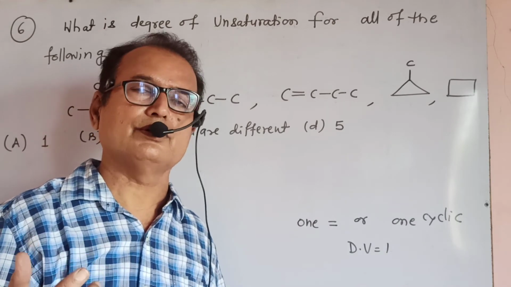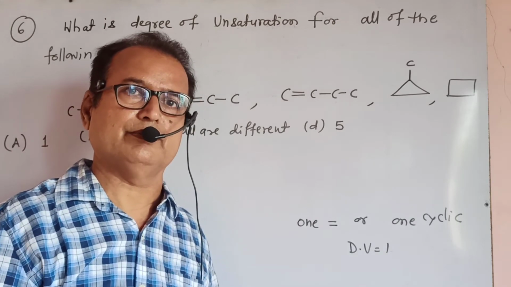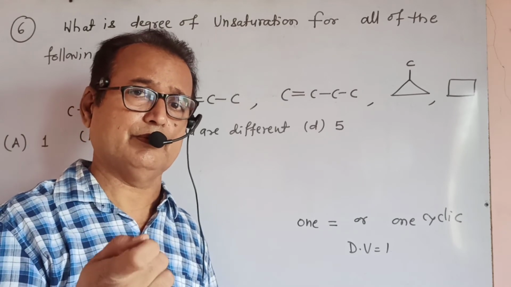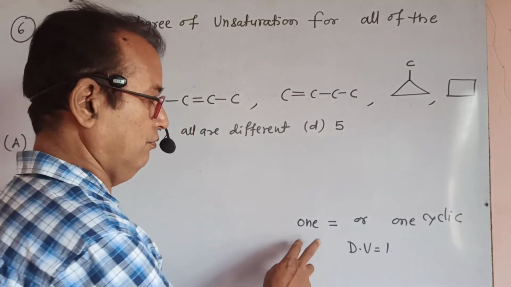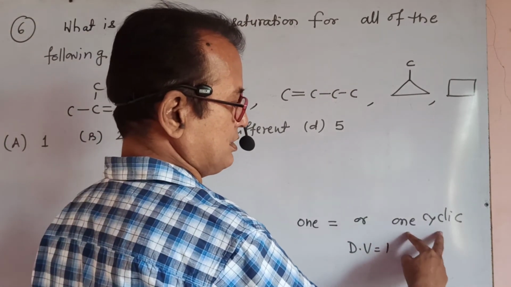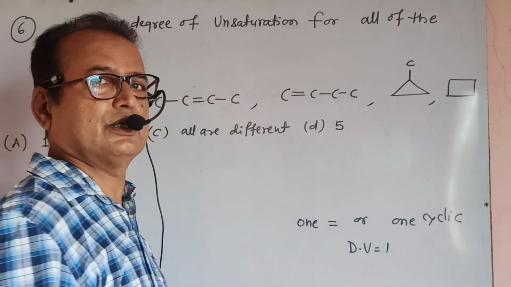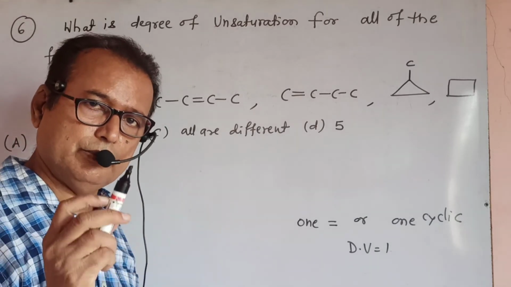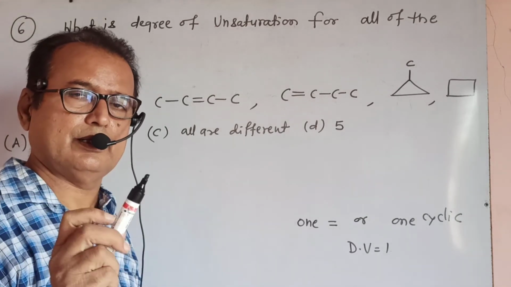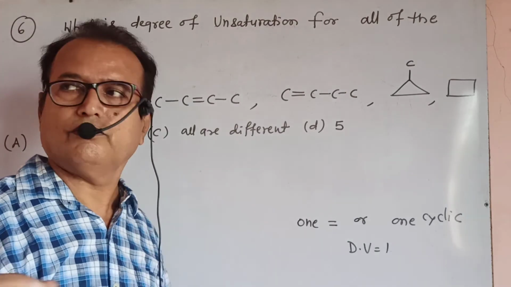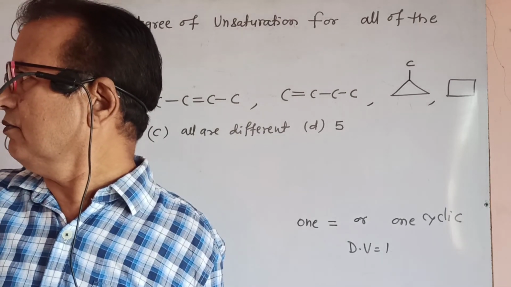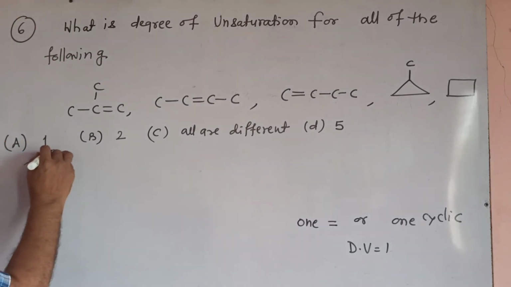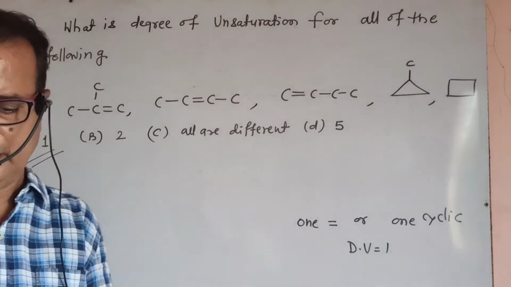You cannot use the formula to calculate such simple questions; you use such tricks only. One double bond or one cycle, degree of unsaturation is 1. If only one double bond is there, or one cycle is there, then the degree of unsaturation is equal to 1. Okay?